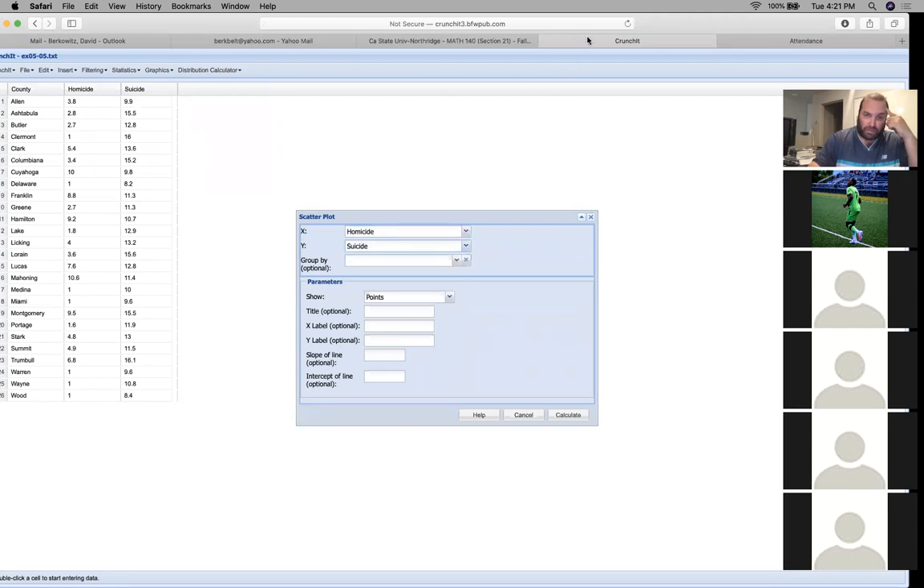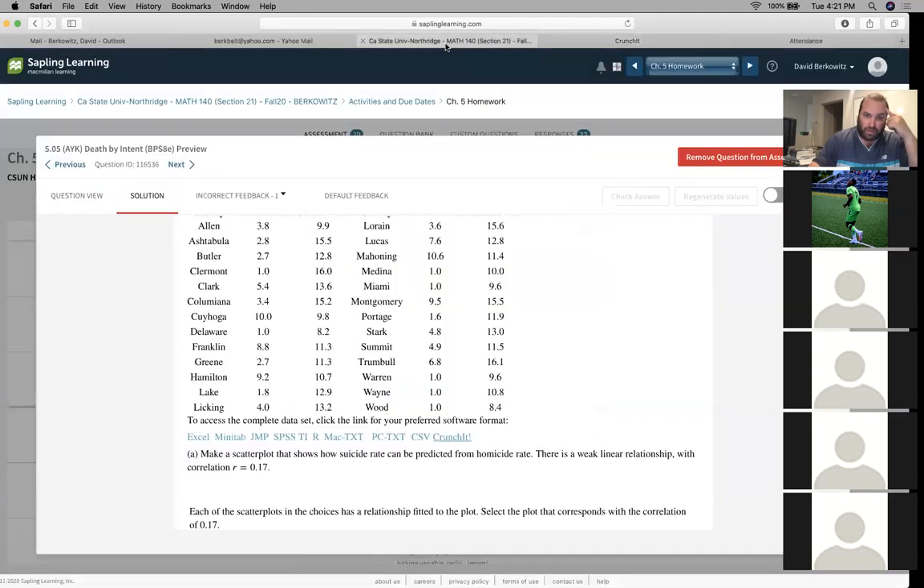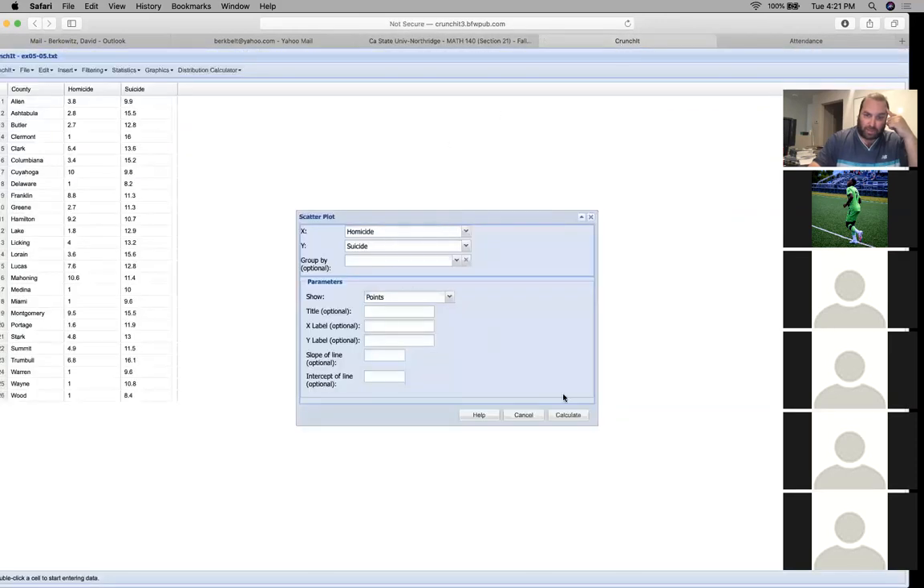How do I get rid of this? How do I get rid of this thing? Oh, there we go. Okay, so that shows how suicide rate can be predicted from homicide. So homicide's on the x-axis. Good, we picked it right.